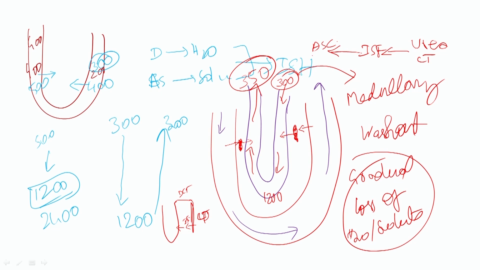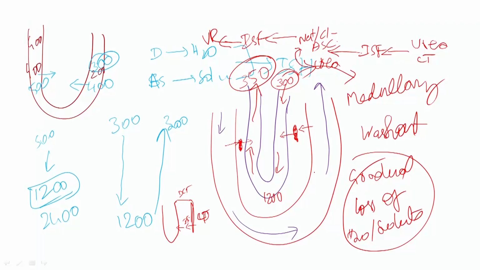On the other hand, in the ascending limb, whatever sodium or chloride is present will move out to the interstitium and then enter the vasa recta. The urea which enters here is added to the concentration of sodium chloride. That means the solute concentration keeps building up here.